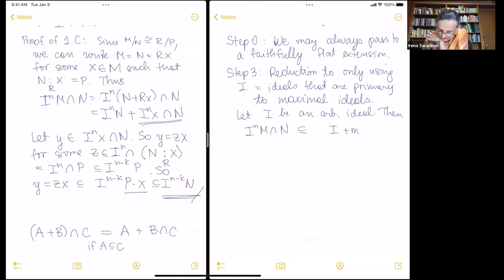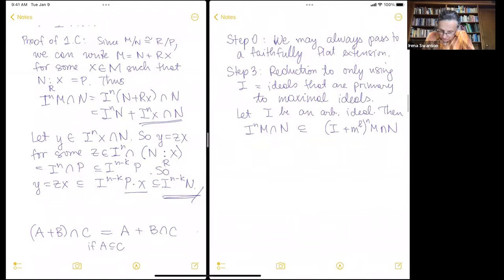Let's take an arbitrary maximal ideal, raise it to the lth power, so L could be large, and then raise this to the nth power. Oops, I don't need M's and N's anymore. I could just work with R's and P's, but it's fine if we have modules. Okay, and this is true for all positive integers L, and for all maximal ideals of the ring.